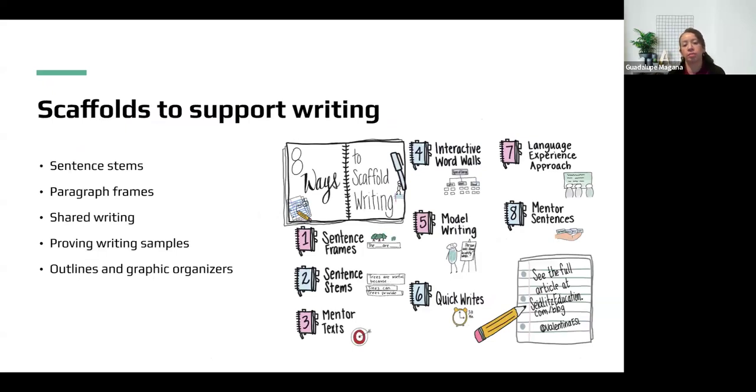Thank you for sharing. With the writing, we talked about sentence stems and paragraph frames. I know sometimes we think we're writing too much for our students, but we're making a huge effort for them to grow. Share the writing, provide writing samples, outlines and graphic organizers.